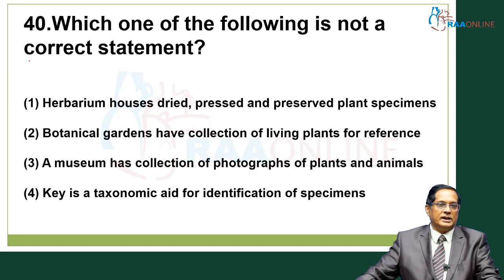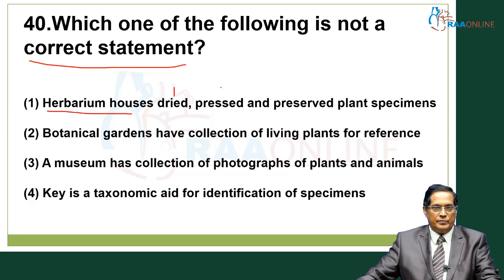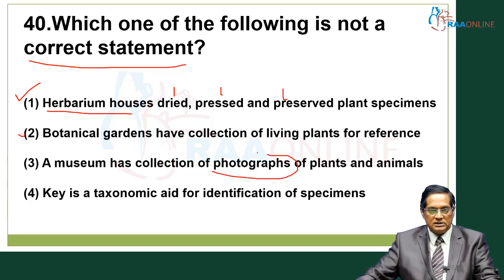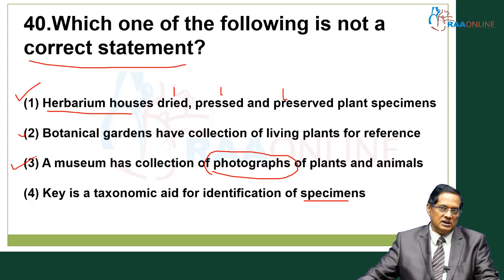Which one of the following is not a correct statement? Herbarium houses dried, pressed, preserved plant specimens. Yes, right. Botanical gardens have a collection of living plants for reference. Yes, right. Museum has a collection of photographs. Wrong. Organisms are also there, but they are dead, and they are plants as well as animals. Only photographs are not there. And the last one, taxonomic categories are aids for identification of a specimen, right? They are used for the identification of plants as well as animals. So this is the not correct one. Again, negative is asked here.